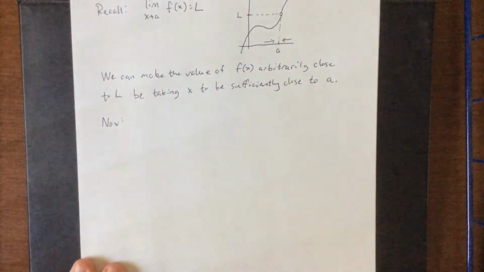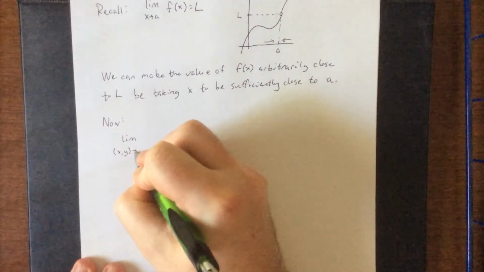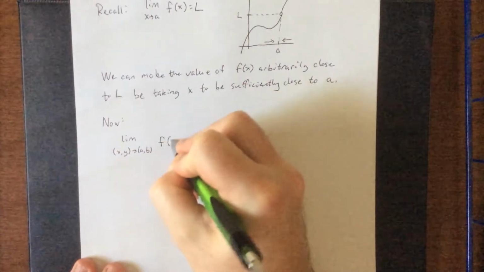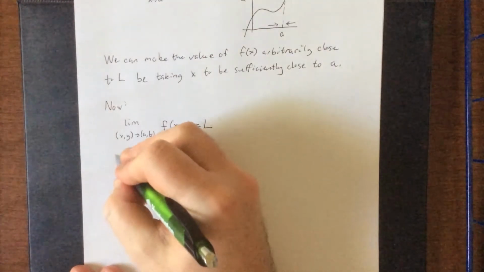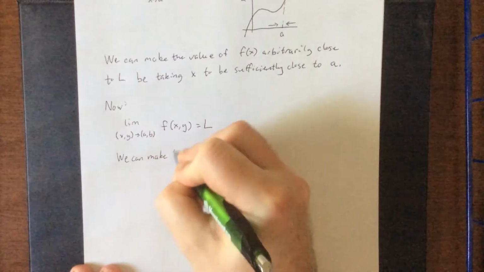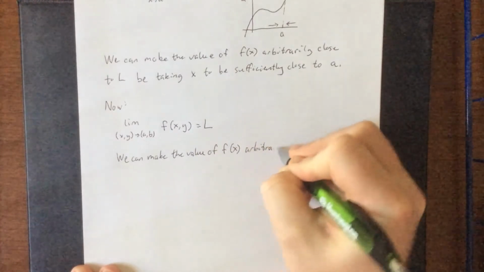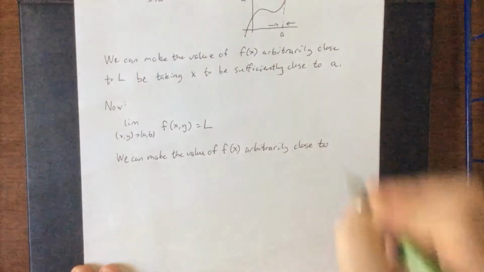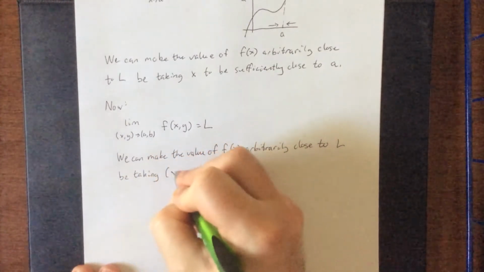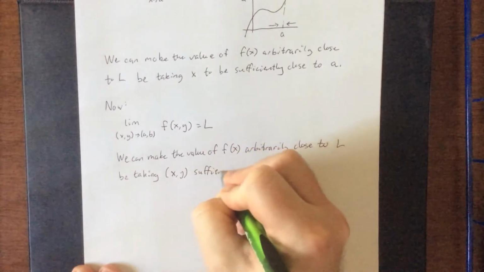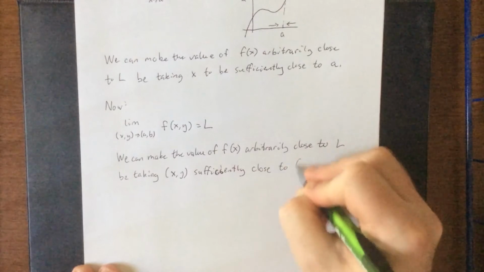So now, if we were to bump this up to the next level, we could say take the limit as the ordered pair x,y approaches a,b of a function of two variables is equal to L. Now, we can interpret this to mean we can make the value of f of x,y arbitrarily close to L by taking the ordered pair x,y sufficiently close to the ordered pair a,b.